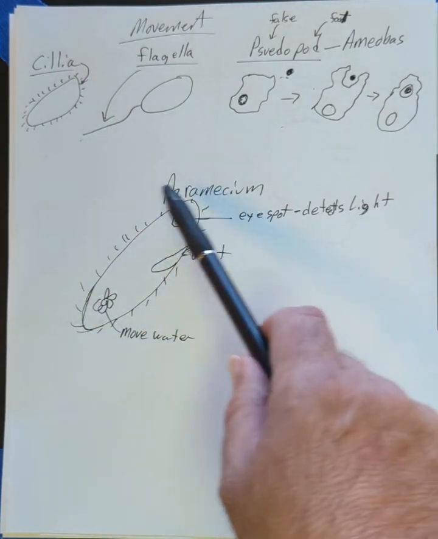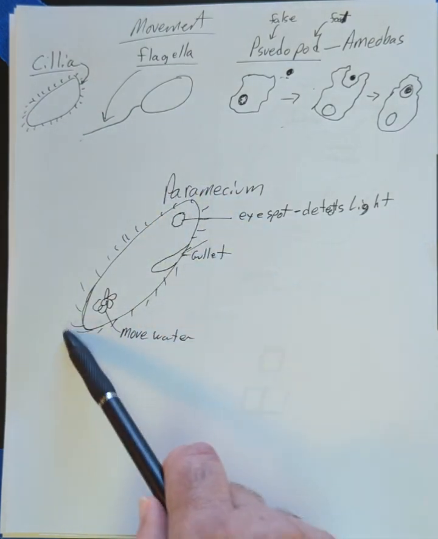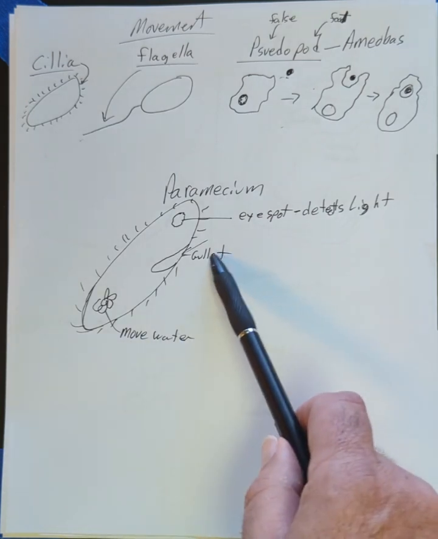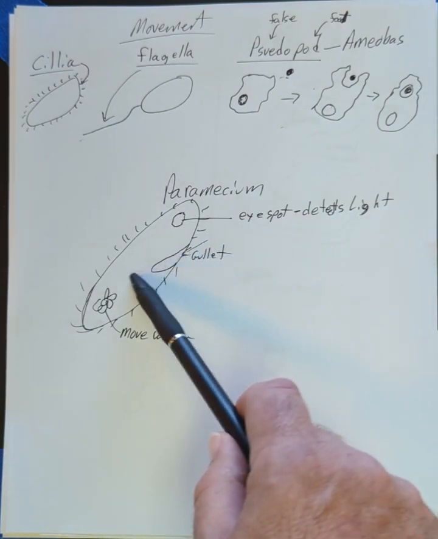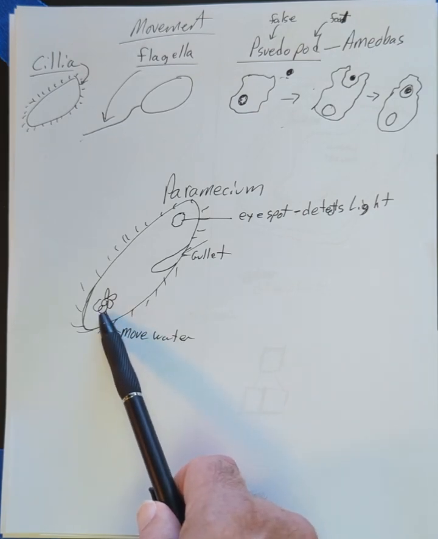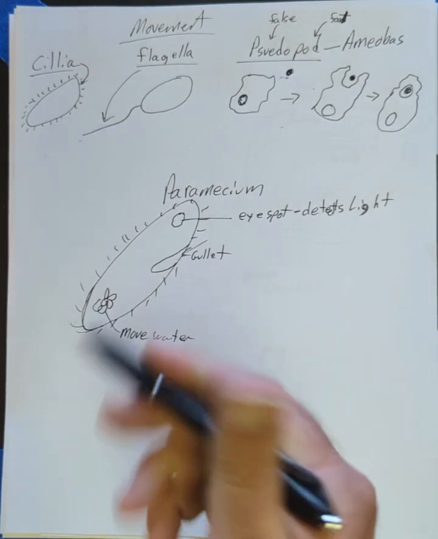With a paramecium, you might have cilia for movement, an eye spot for detecting light. You might have a gullet for food going in. And this is called the contractile vacuole, and it's for moving water.